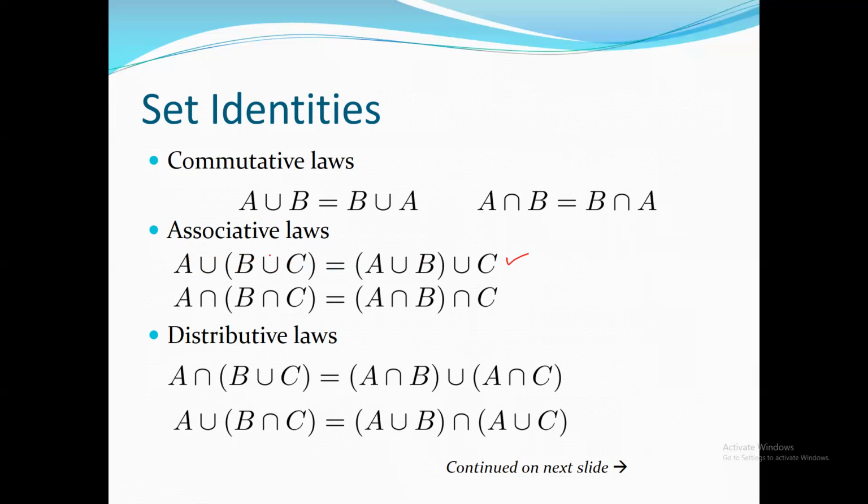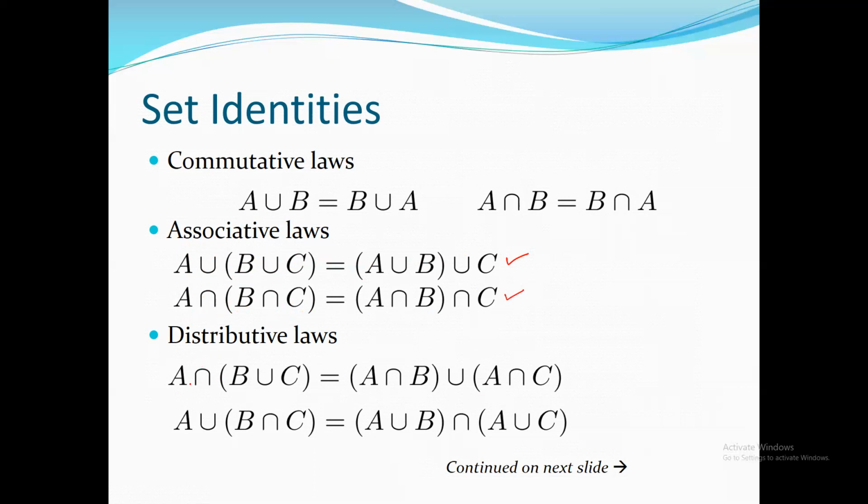So order does not matter here, right? In this case, since you are taking both unions. And similarly with the intersection, if you are taking A intersection B intersection C, no problem, you take B intersection C first and then take the intersection with A. Or if you take B intersection A first and then take the intersection of the result with C, this will give you the same result. That is called the associative law.